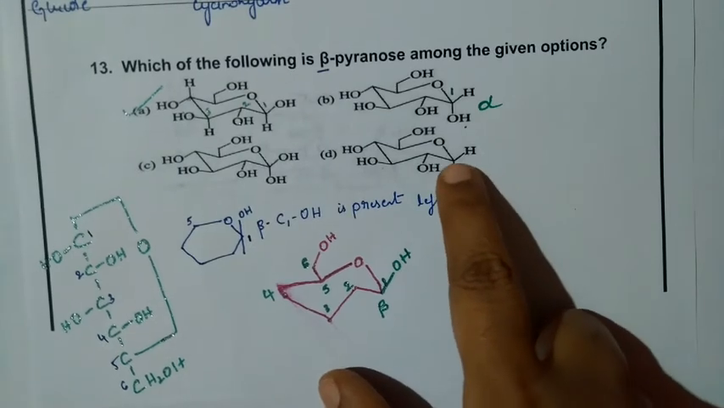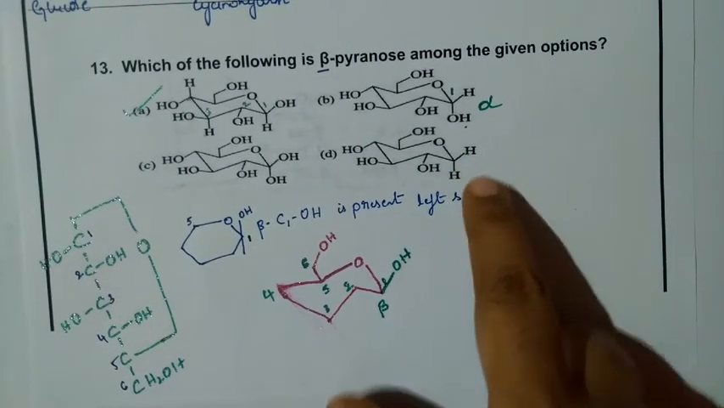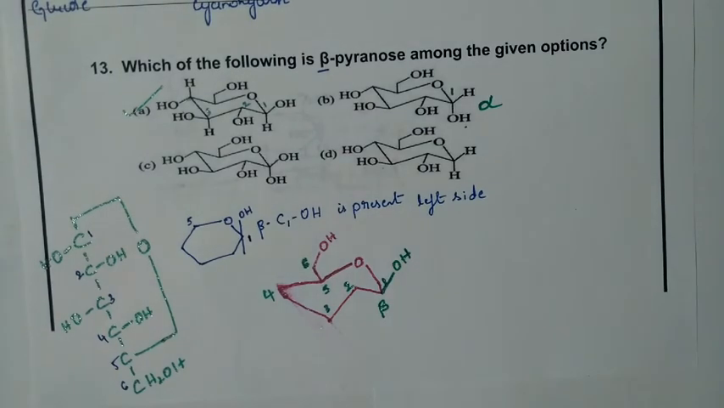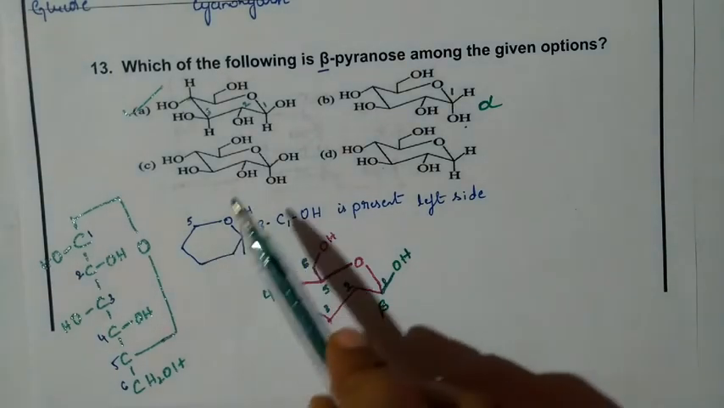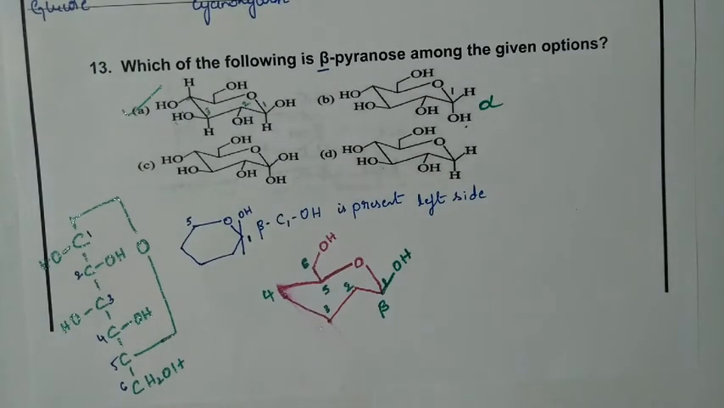If you consider this one, this is our first carbon. It doesn't contain OH at all. So we cannot assign alpha and beta for this one as well. So the correct answer is option A.